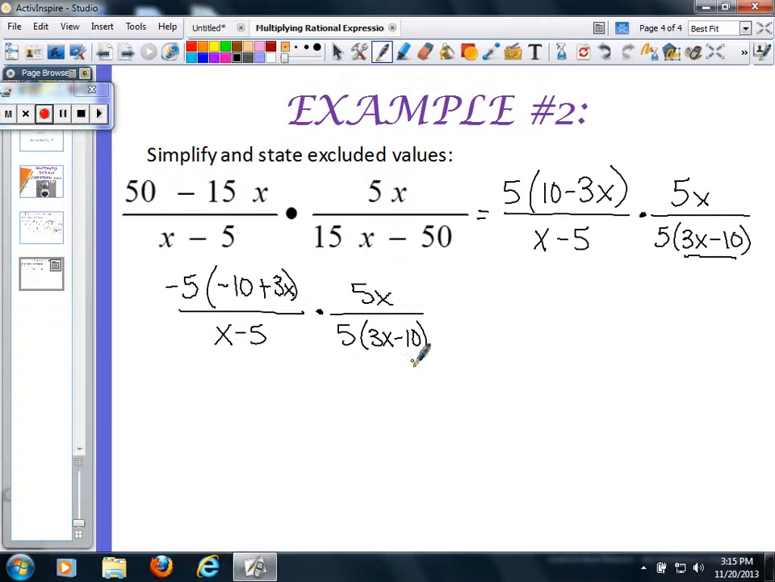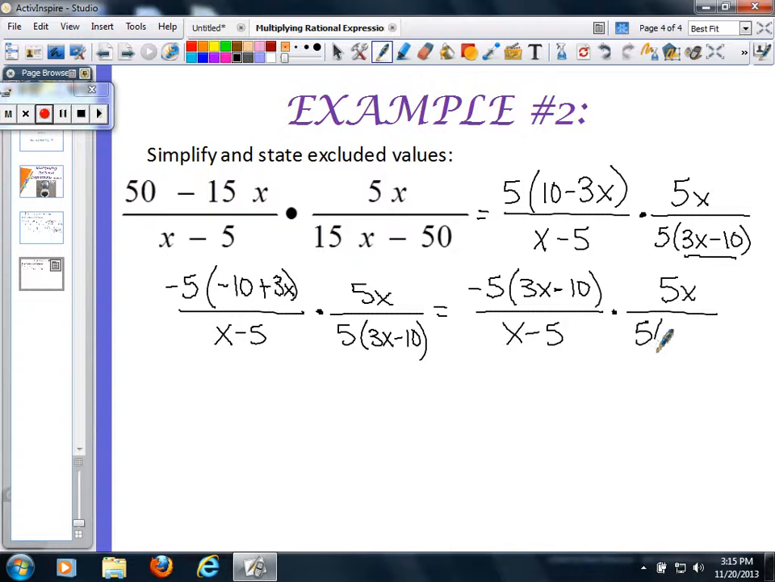And this is actually one extra step here, okay? Because if you would have noticed the negative 5 you could have pulled out here in the first place, then that would have been one less step. And also right here, I wrote it this way. I'm going to rewrite it one more time, which is a step you could also skip. So this would be 3x, because remember, negative 10 plus 3x is the same thing as 3x minus 10 over x minus 5 times 5x over 5 times 3x minus 10.